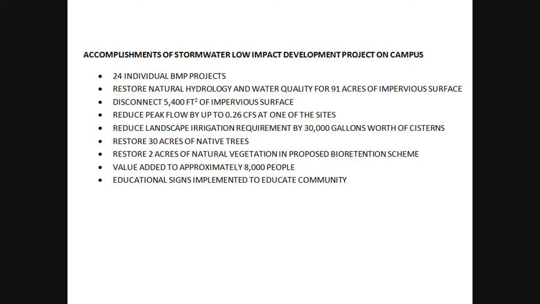So to summarize our entire project, we have 24 individual BMP projects on campus that restore the natural hydrology and water quality for 91 acres of impervious surface. They will disconnect 4,500 square feet of impervious surface, reduce peak flow by up to 0.2 CFS, reduce landscape irrigation by 30,000 gallons, restore 30 acres of native trees, restore 2 acres of natural vegetation, add value to the campus for 8,000 people, and educate the community.